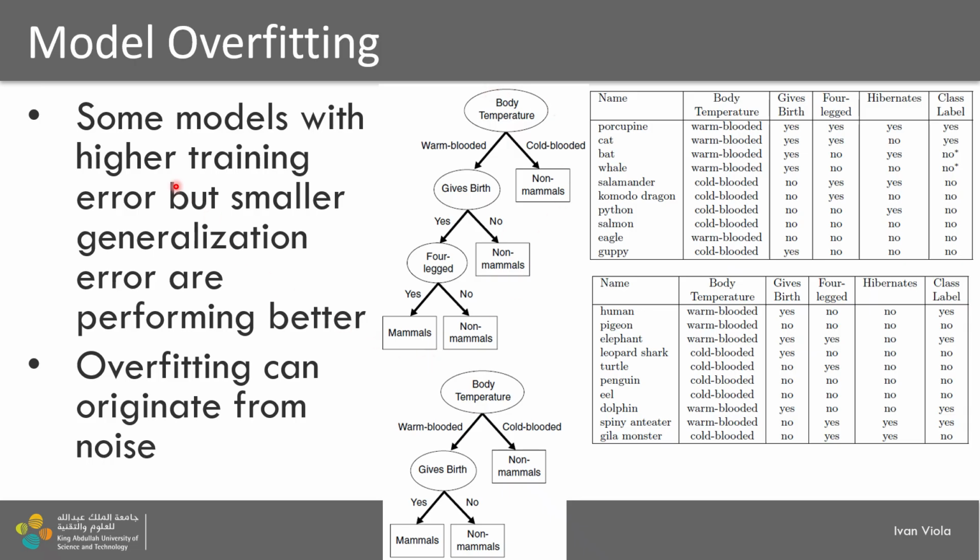So for some training models with higher training error but smaller generalization error, those small models are performing better. So it is not necessarily the case that if we have a higher training error that we have a worse model. Actually, what is the guidance is the smaller generalization error. And as you can see here, in this case, the overfitting can originate from the noise, as was the case here.